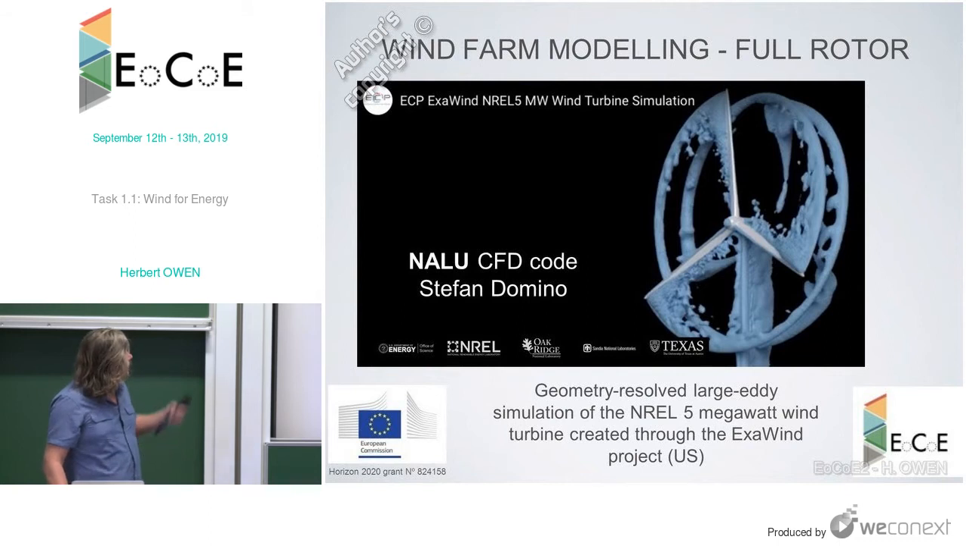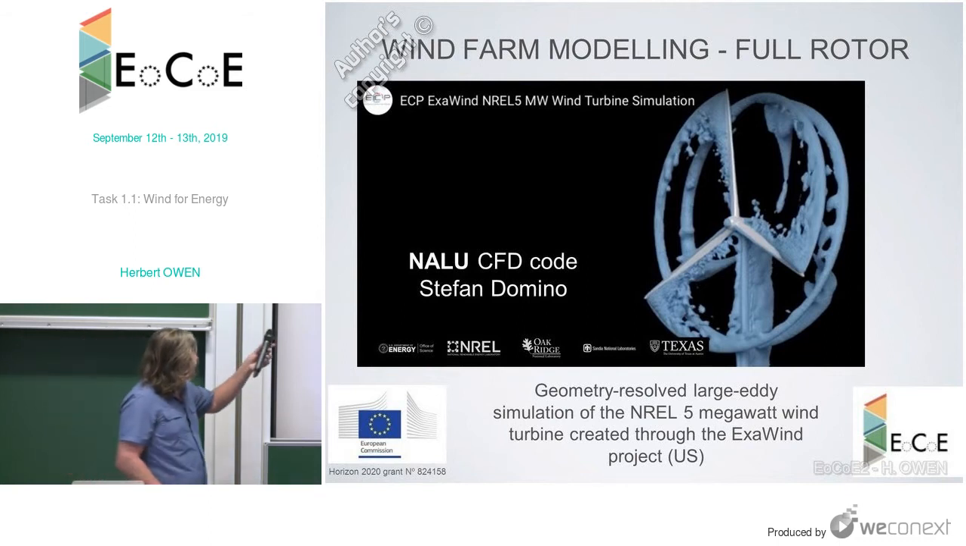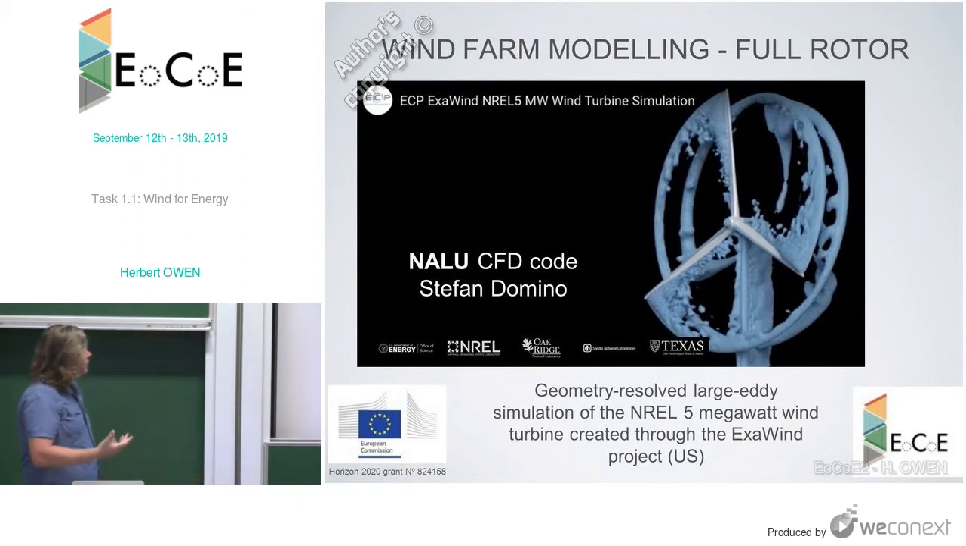This is an example. This is borrowed, these are results from the NALU code that I mentioned before. This is the Exascale code that they are developing in the US. There you have the blades, the mast, and the nacelle, and you can see the turbulent structures that are created. So this is a large eddy simulation of, in this case, a 5 megawatt wind turbine.